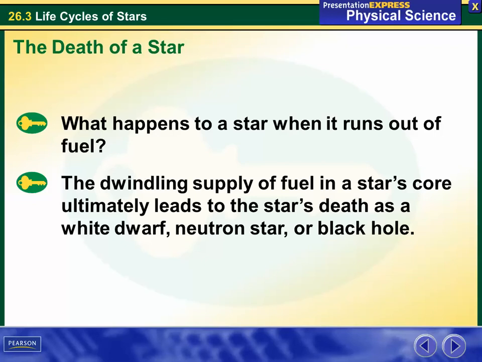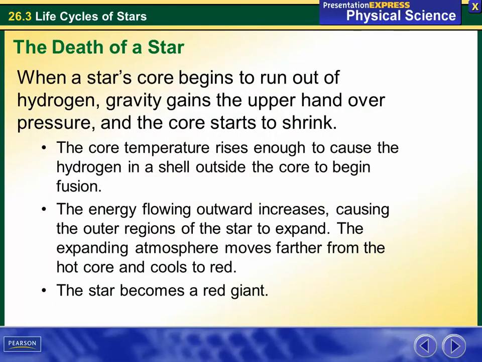So the dwindling supply of fuel in a star's core ultimately leads to the star's death, and when the star dies, it doesn't just disappear, it can be transformed into something else. We have what are called white dwarfs, neutron stars, or black holes as our three options. Before we get to the three possibilities, they all follow a similar pattern before they lead to one of those three possibilities.